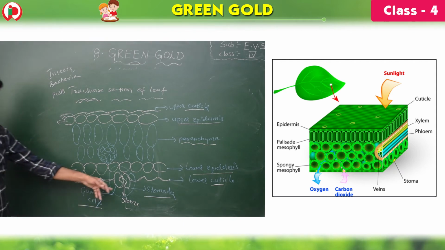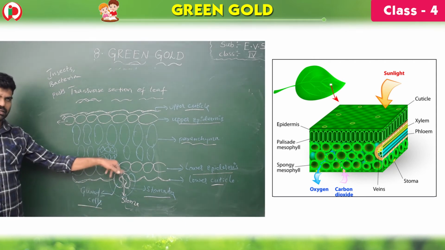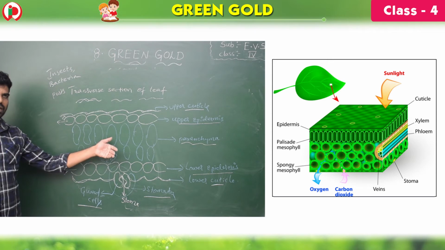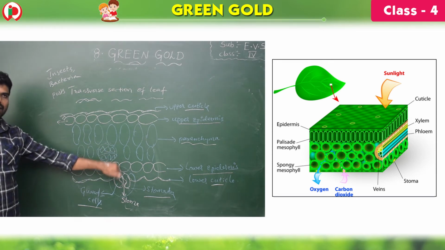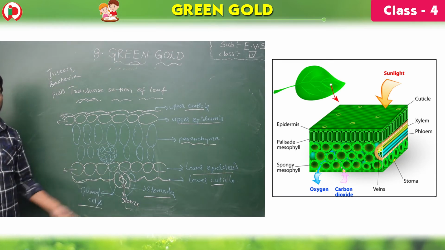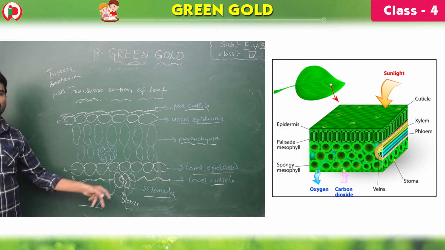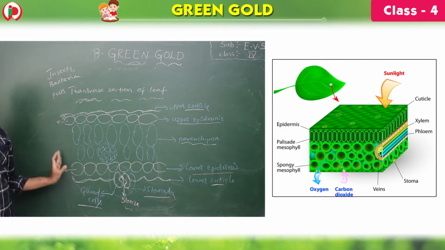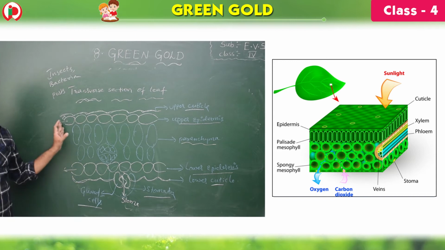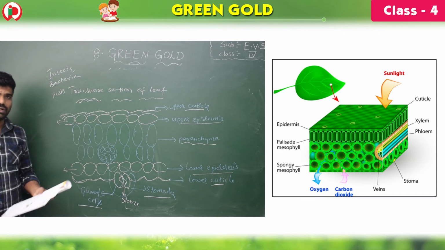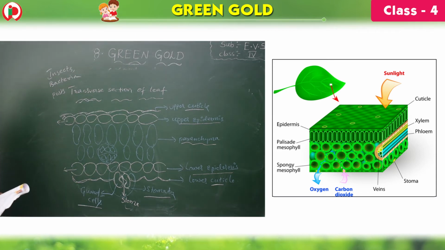Gases like carbon dioxide or oxygen enter into the leaf through this pore, and exit also through this pore. That means exchange of gases takes place. This is a transverse section of leaf, children. So this is about the leaf. So what did you learn about the leaf?